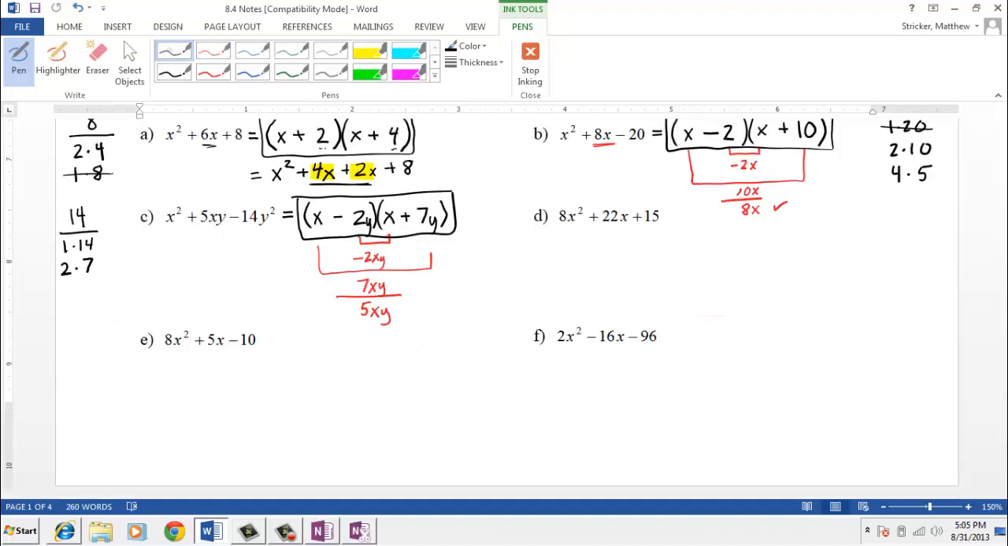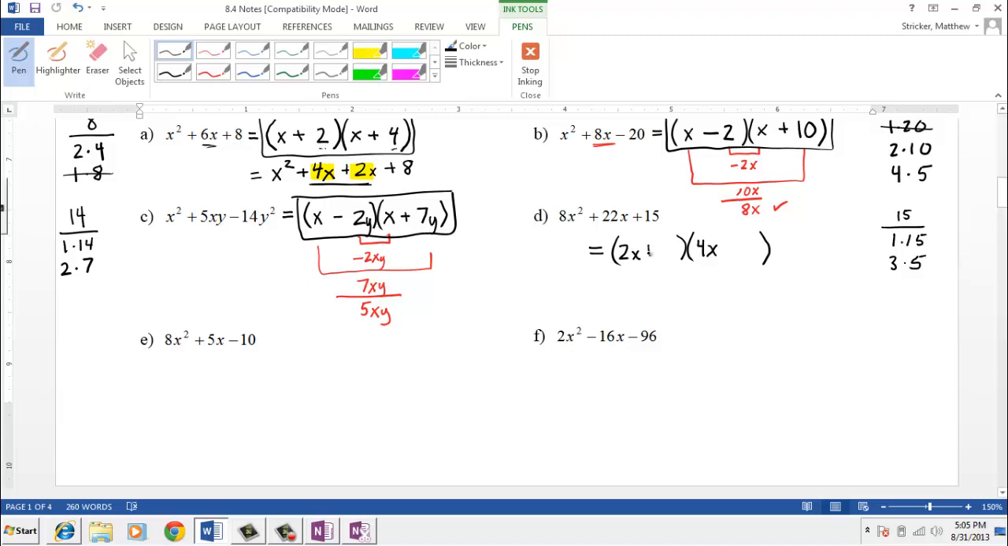This brings us to the fourth example, and here things get a little bit more complicated. Now, in order to get 8x squared, we can't just use x and x anymore. We might use something like 2x and 4x. It's probably not going to be 1 times 8 to get 8. It's probably going to be 2 times 4. And then the rest of it we proceed the same way. We know that to get 15 we either have 1 times 15 or 3 times 5. And we've seen more than likely this is probably going to be the 3 times 5. And so we can put these in here.